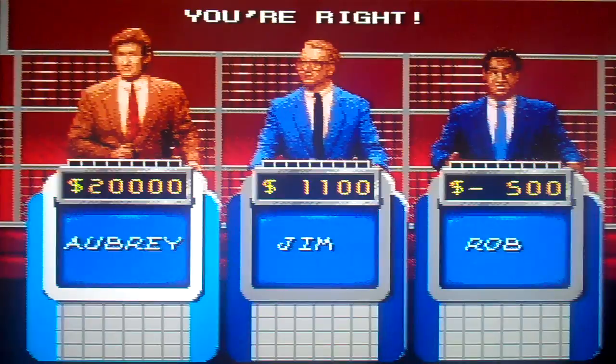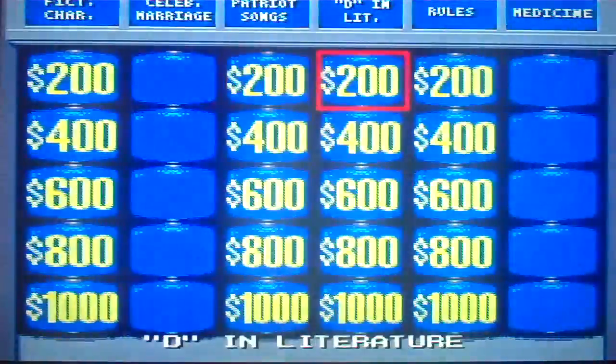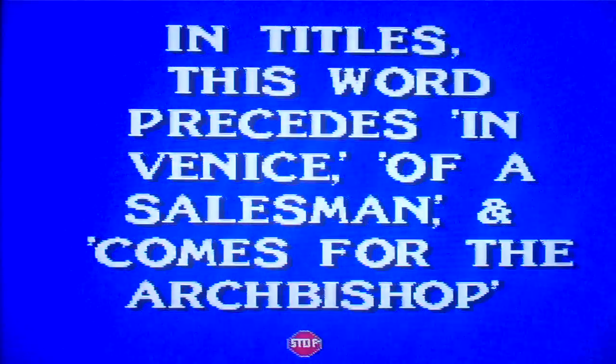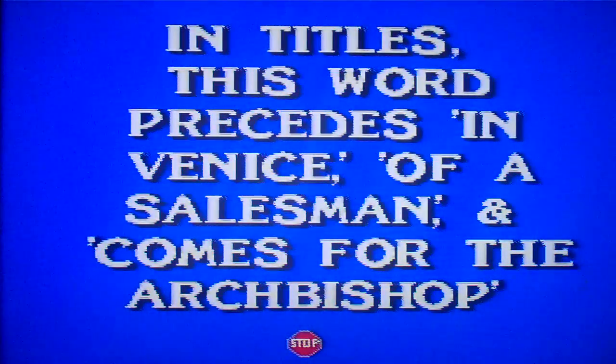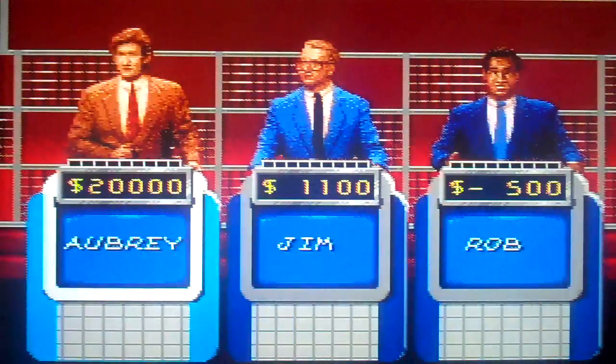$20,000, just like that. Dean Literature for 200. The answer is: In titles, this word precedes "in Venice," "of a Salesman," and comes from the Archbishop. What is death?